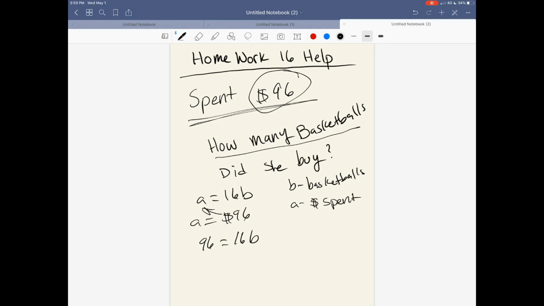All right, now this is what we've been doing for the past month and a half now. Okay, we just have to isolate the variable. So we're going to look at this, divide by 16 because we want to get the b by itself, and that leaves b equal to 6. Okay, so our answer is 6 basketballs. And again, remember that these videos are not to give you the answers, they are to show you how to do it, okay?